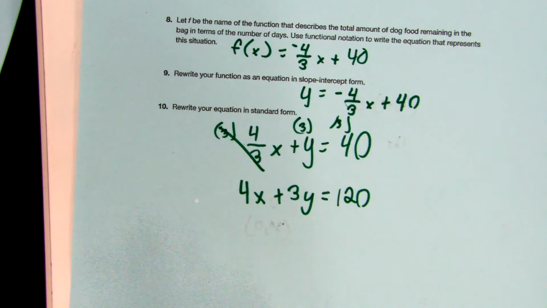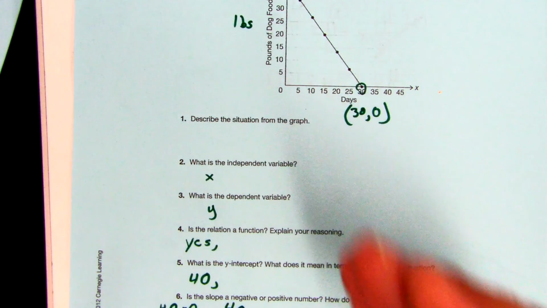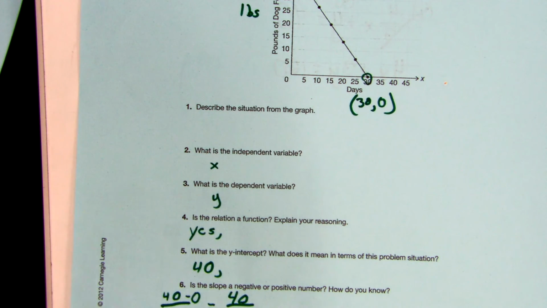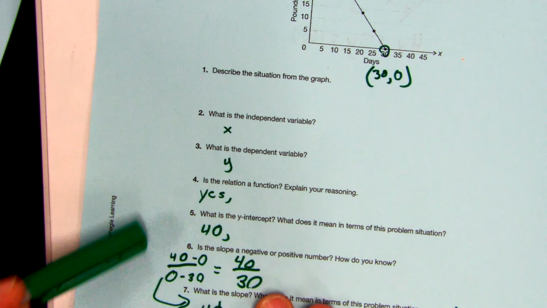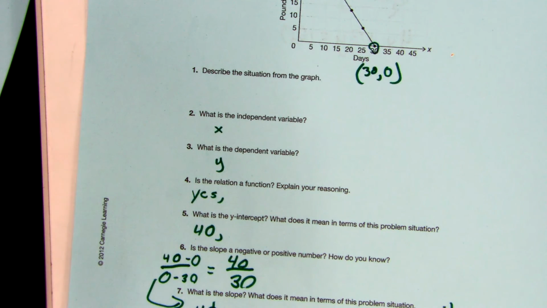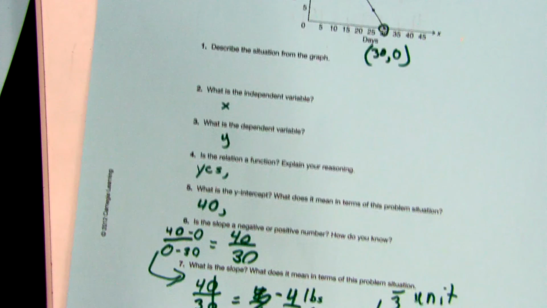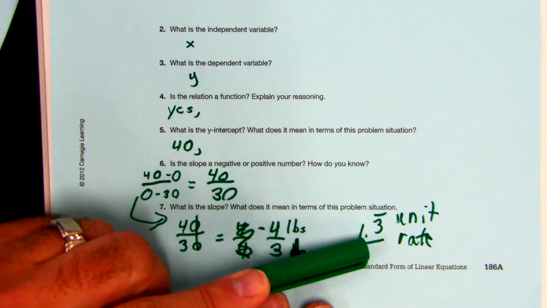All right, so this is a brief review of everything that was in 3.2. Okay, starting with being able to find independent dependence. We've been doing that forever. Being able to find the y-intercept and what it means. Being able to find the slope, doing the first difference problem. Being able to find unit rate if we need to.